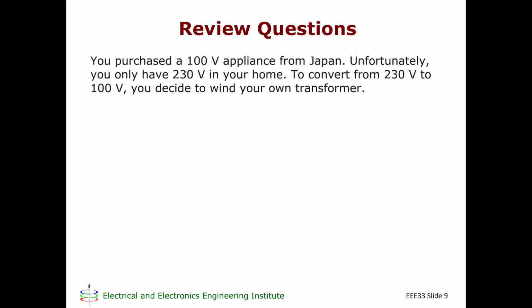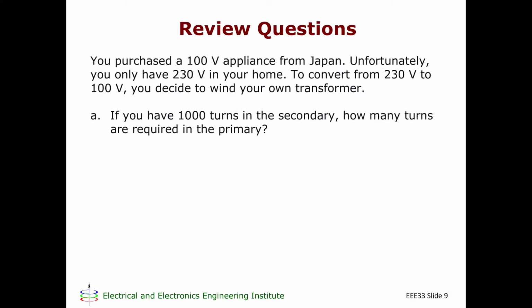Let me now test your understanding of what has just been discussed. So you purchased a 100 volt appliance from Japan. Unfortunately, you only have 230 volts in your home. To convert from 230 volts to 100 volts, you decide to wind your own transformer. By the way, when voltages are expressed in this manner, we are assuming these are RMS values. So if you have 1,000 turns in the secondary, how many turns are required in the primary?